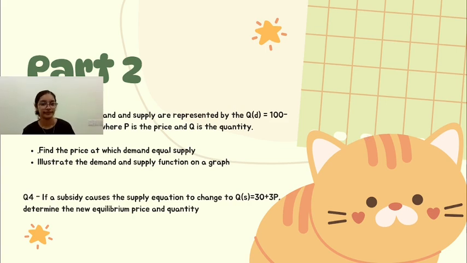Okay, we move on to part 2. As we can read from the question, we are given two questions. Question 3 asks us to find the price at which demand equals supply and also to illustrate the demand and supply function on a graph. Question 4: if a subsidy causes the supply equation to change to QS equals 30 plus 30P, determine the new equilibrium price and quantity.